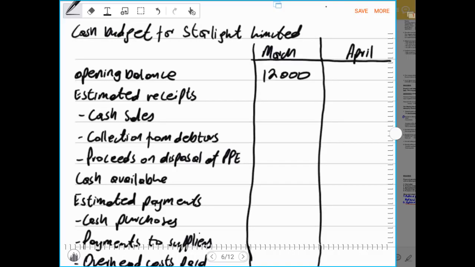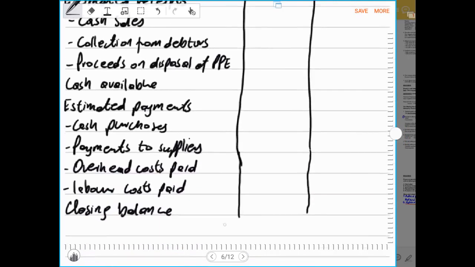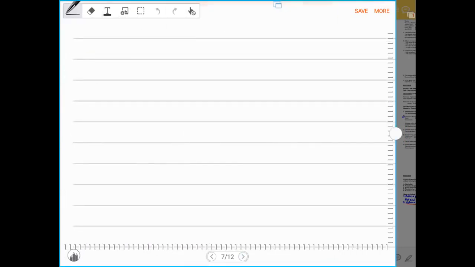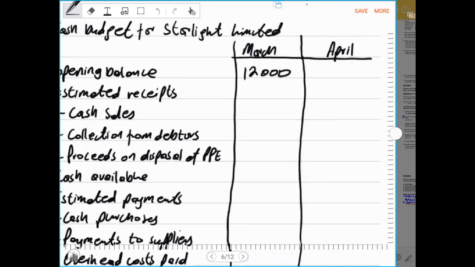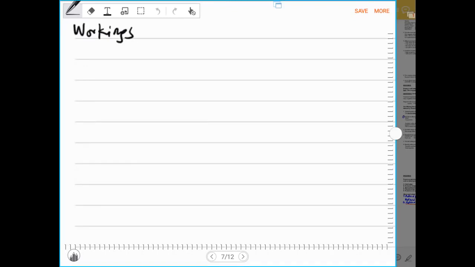Then we do our workings. On the next page we do our workings, and in our workings we start with the debtors collection.